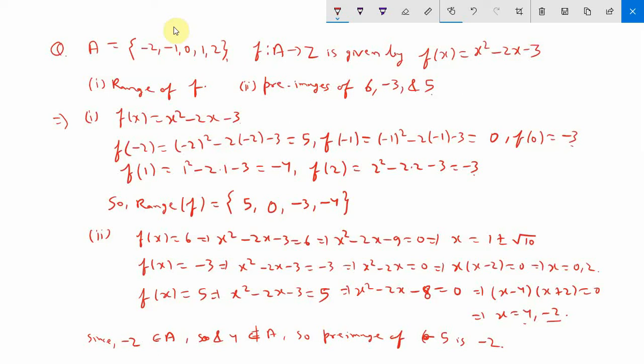First one we can check, both are not elements. x equal to 1 plus minus root 10, so this is not an element of set A, so no pre-image. It will have no pre-image. And if we see for minus 3, x equal to 0 and 2, so both are pre-images. Okay, both are acceptable. So let me clean this.